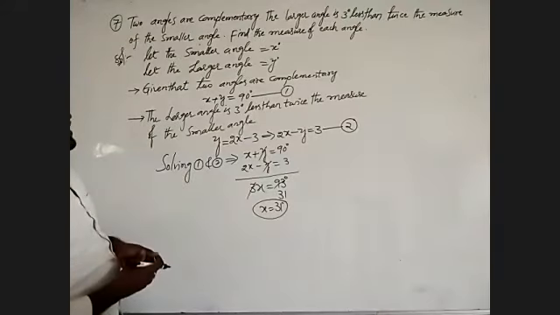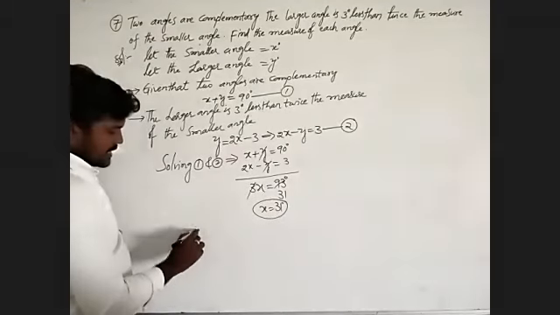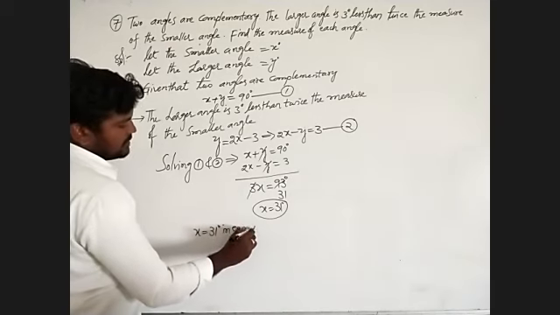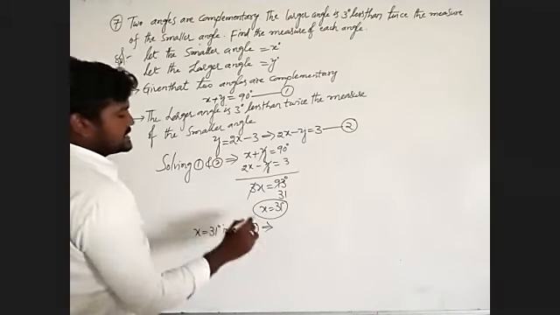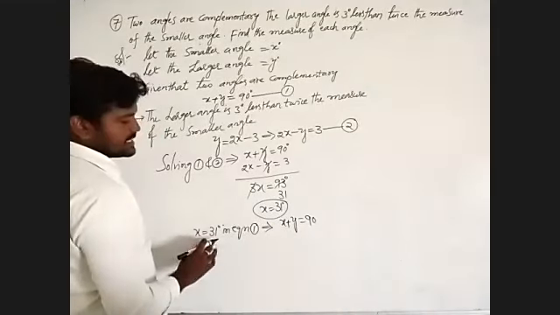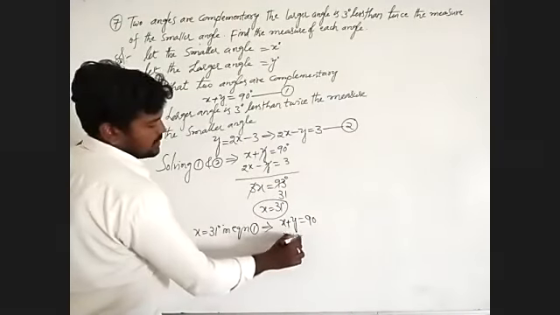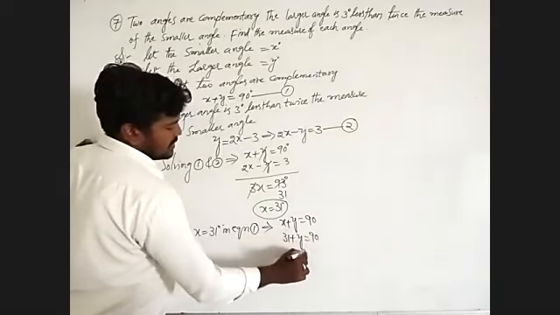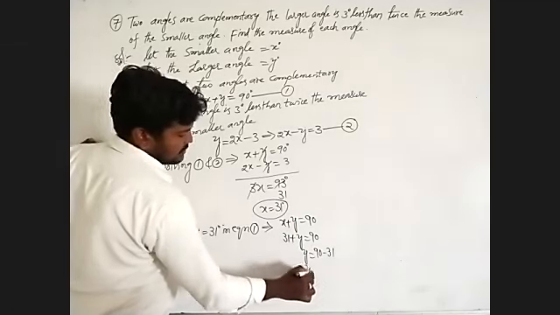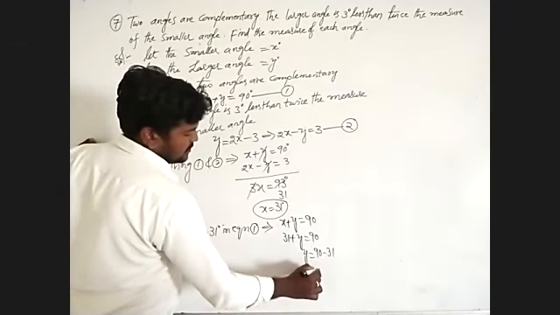I have to substitute in equation 1. That means x is equal to 31 degrees in equation 1. Then where 1 is x plus y, that will become 90. Where x is 31, that means 31 plus y will become 90. Where y is equal to 90 minus 31, that means y is equal to 59.